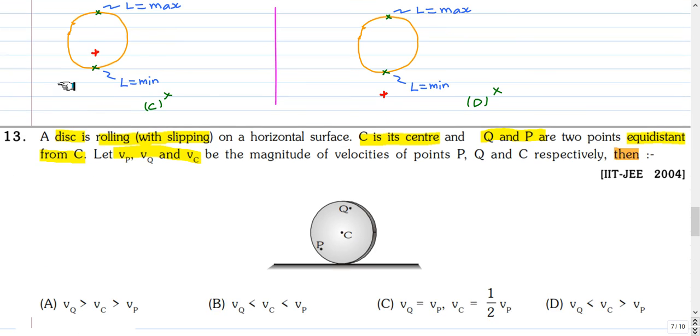The next question. A disc is rolling with slipping on a horizontal surface. C is its center. Q and P are 2 points equidistant from C. Let Vp, Vq and Vc be the magnitudes of velocities at P, Q and C respectively. Then 4 options are given. So basically we will relate the velocities of the disk at points Q, P and C. You can pause the video and attempt the question.